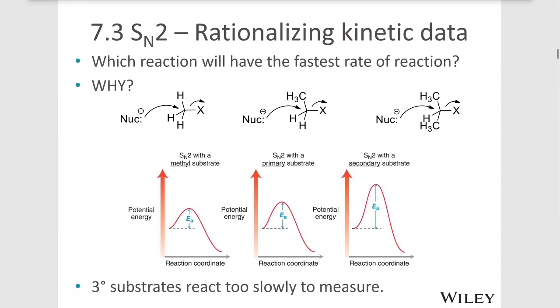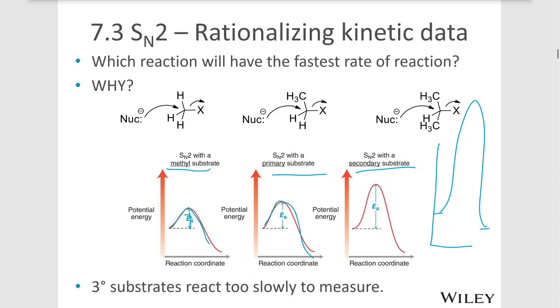So if we consider the energy diagrams for a methyl substrate versus primary versus secondary, remember tertiary isn't going to happen at all. For tertiary, the activation energy is so high that nothing's going to be able to overcome it, right? Then our activation energy is lower for methyl versus primary versus secondary. So secondary is higher than primary, which is higher than methyl.